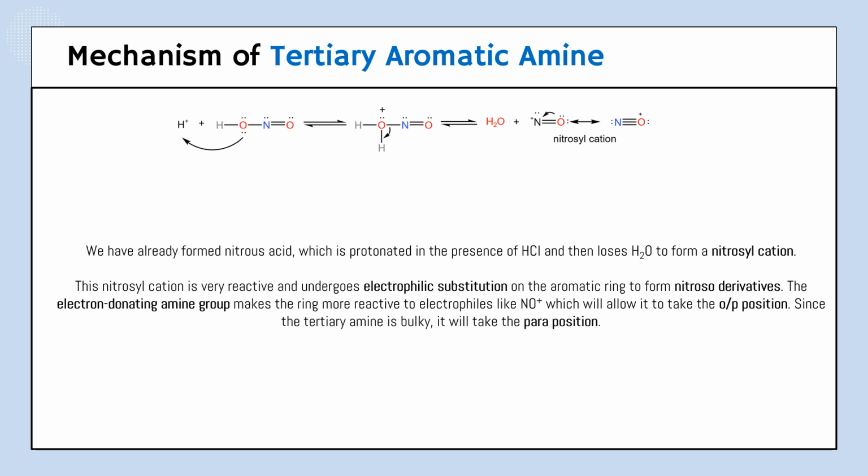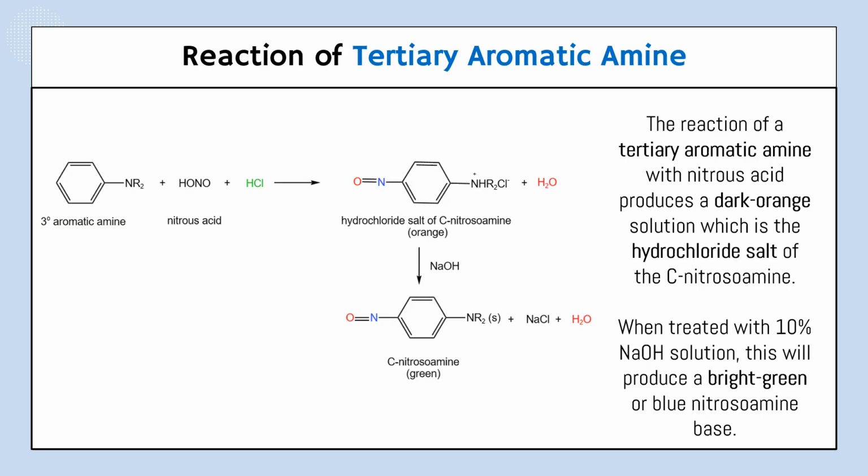This nitrosyl cation is very reactive and undergoes electrophilic substitution to form nitroso derivatives. This will take the ortho-para position, but since the tertiary amine is bulky, it will take the para position since it is less sterically hindered. The orange color that you will observe is due to the hydrochloride salt of the C-nitrosoamine that is formed. When adding NaOH, it will turn a green color, which is the C-nitrosoamine.